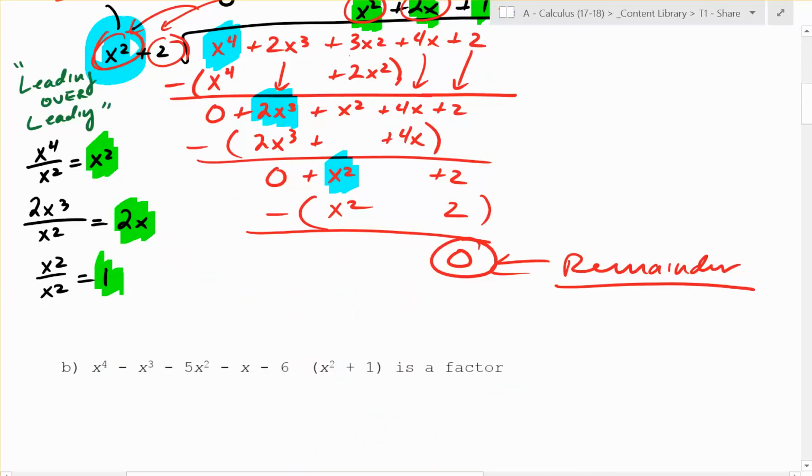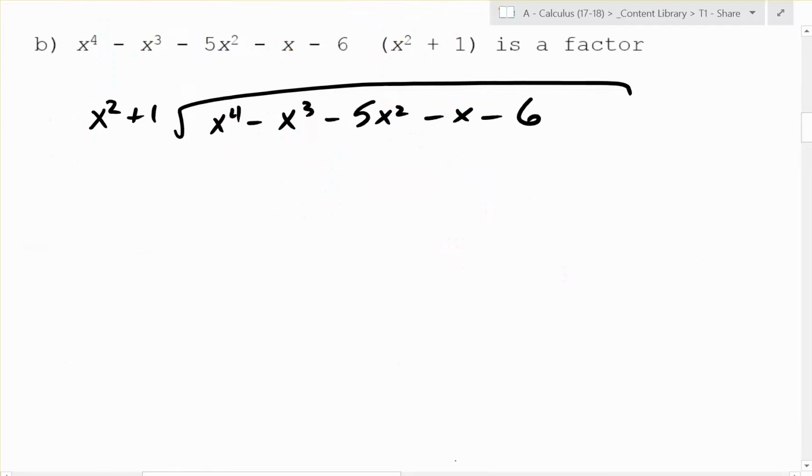Is the remainder always going to be 0 when you do polynomial long division? No, it's not. But if you know something is a factor, the remainder should be 0. Has to be 0. Let's do another one. I've copied down the dividend. It was in the proper order and there were no gaps. That's nice.